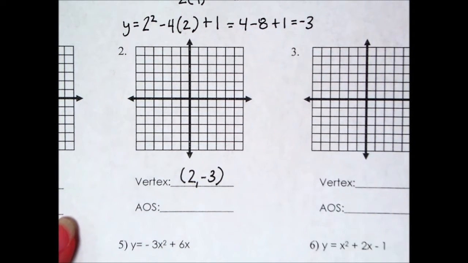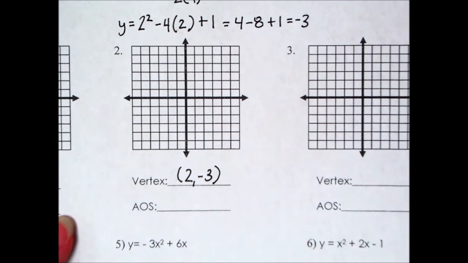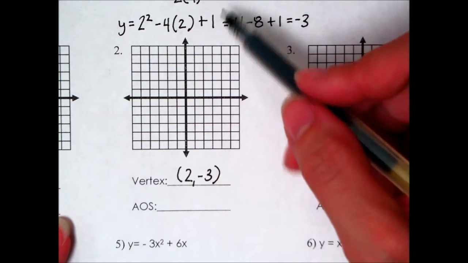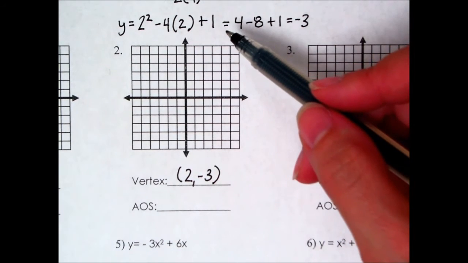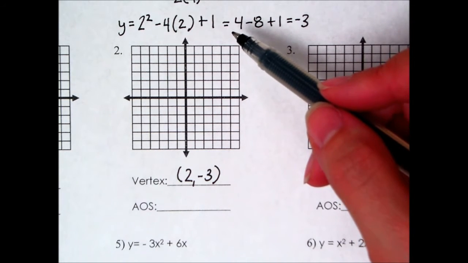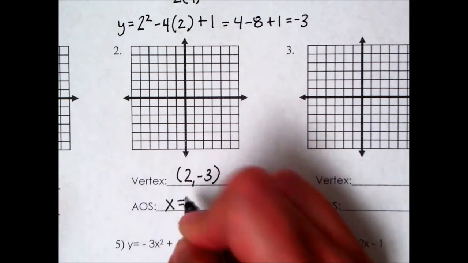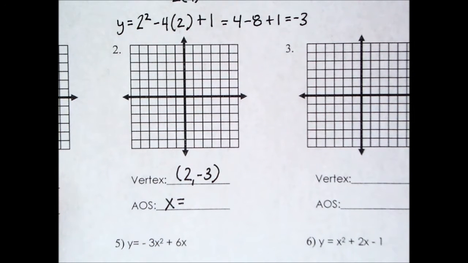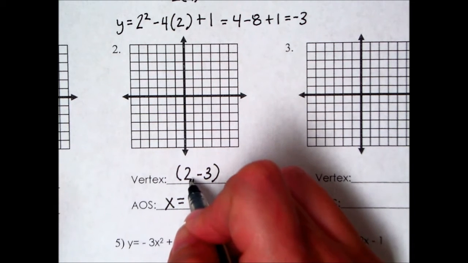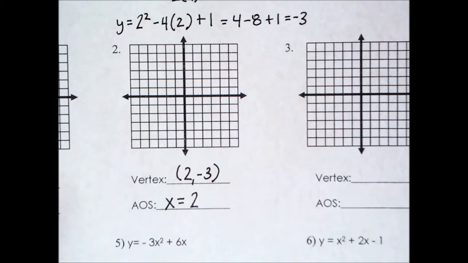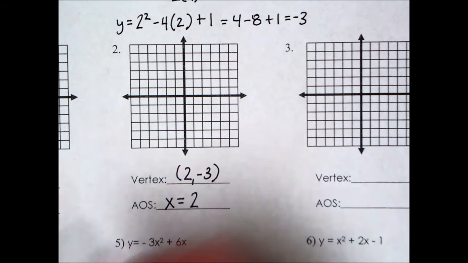The axis of symmetry is the line, and it's going to be a vertical line, one that goes up and down, where it would cut the parabola directly in half. So the axis of symmetry is going to be an x equals equation, because that's how you get the equation of a line for a vertical line. So x is equal to this value here, 2. And now we're ready to make a table.